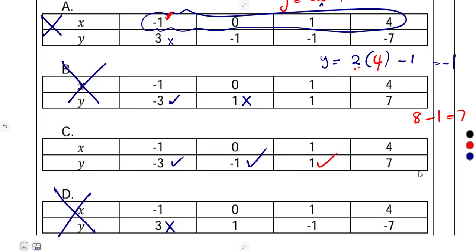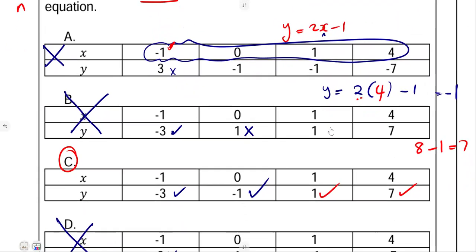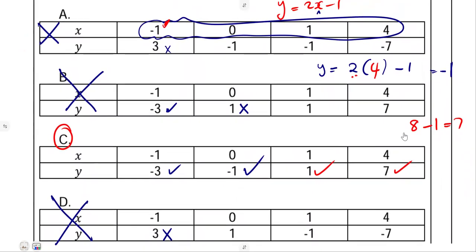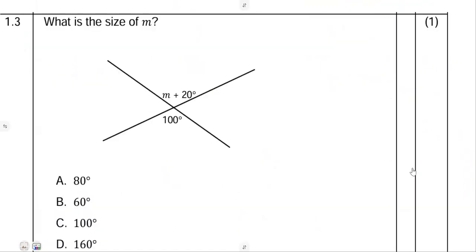As we can see, all these values correspond. So the best answer was going to be C. All right, so that's our question 1.2. From that equation, substitute. You already have the answers, guys. So substitute into the equation, test your values. All right, which one satisfies the condition?